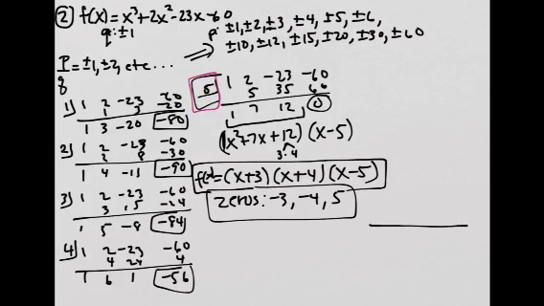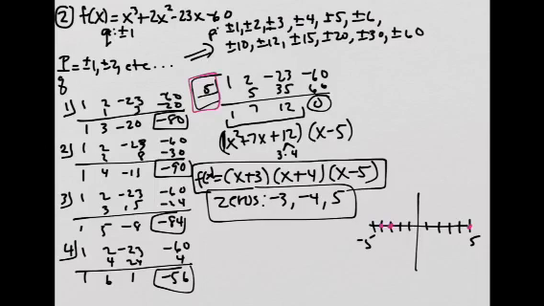This is another down-up polynomial. So 1, 2, 3, 4, 5. 1, 2, 3, 4, 5. The zeros are negative 3, negative 4, and positive 5.